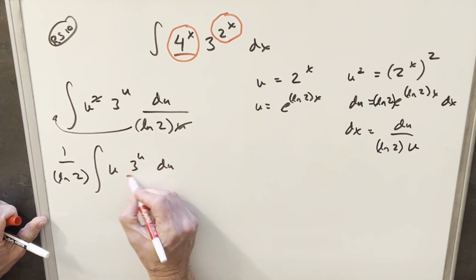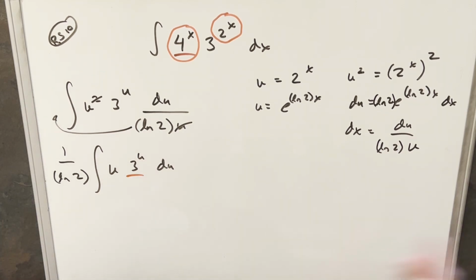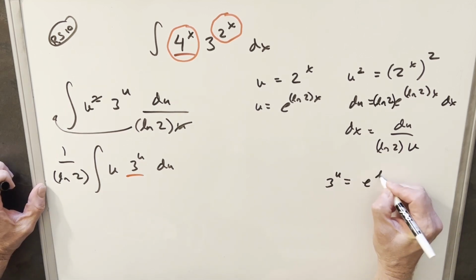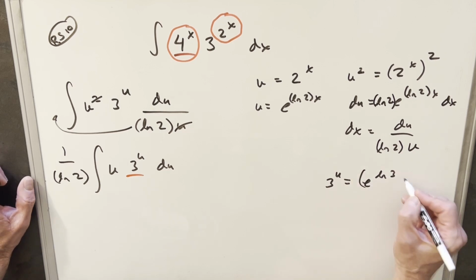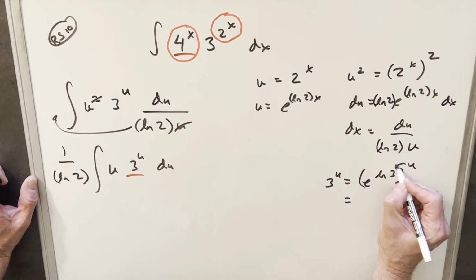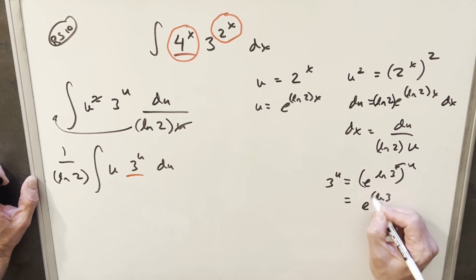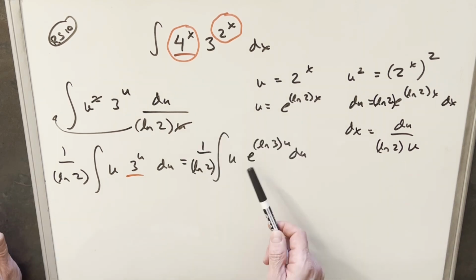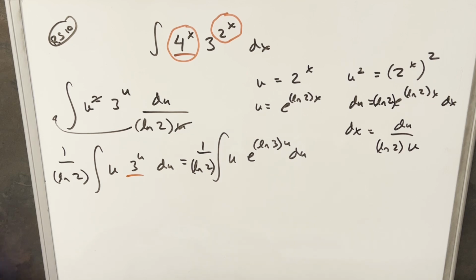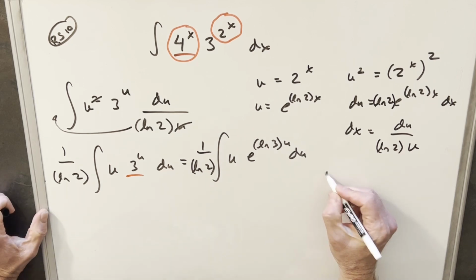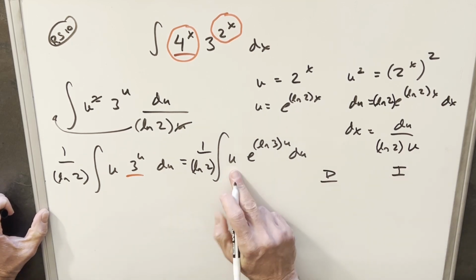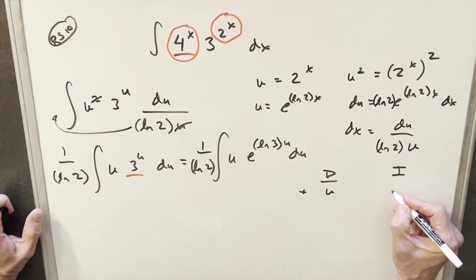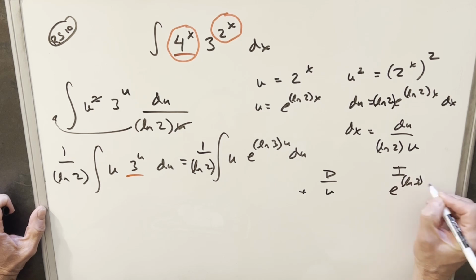Then from here, I'm going to use this same trick again on 3. I can write 3 as e to the ln 3, but this is raised to the u. But then we can multiply that in again. We have e to the ln 3 u. So I'll just rewrite the integral using this value. Then here with just u and our exponential, this is a good place to use integration by parts. I'm going to use the DI method, and what I'll do is differentiate u because that's going to reduce nicely, and we'll integrate e to the ln 3 u.